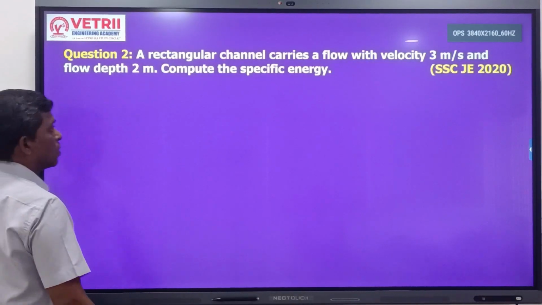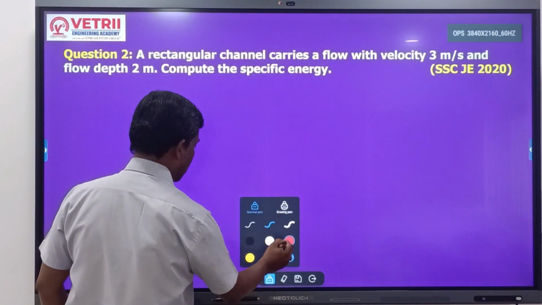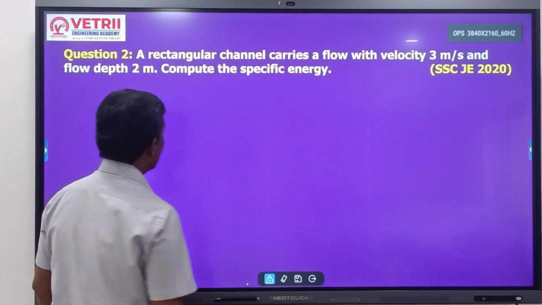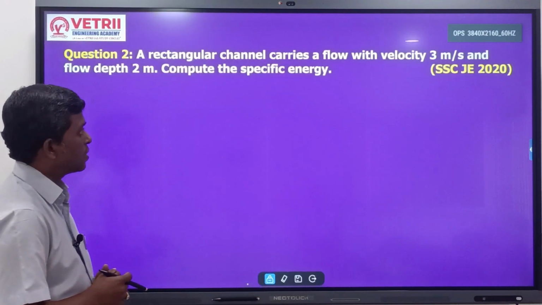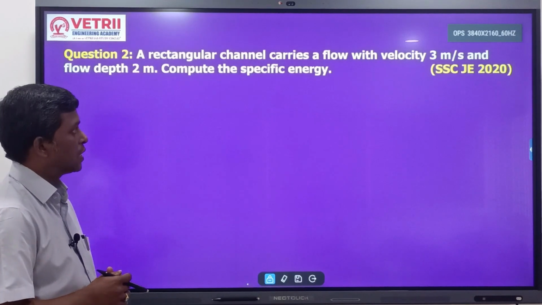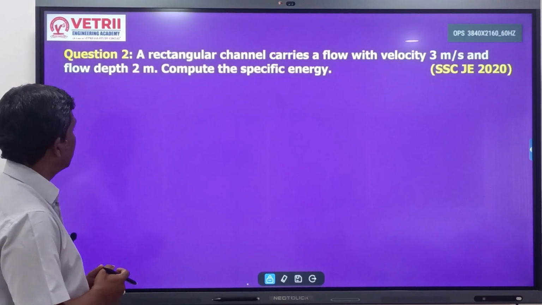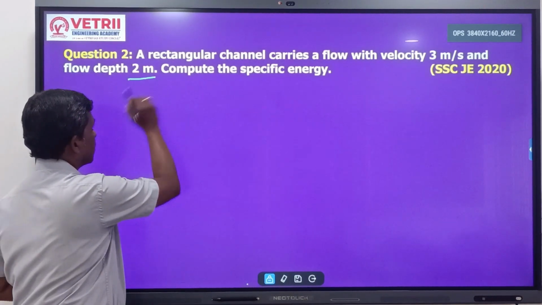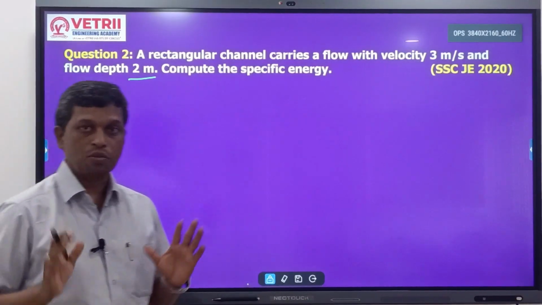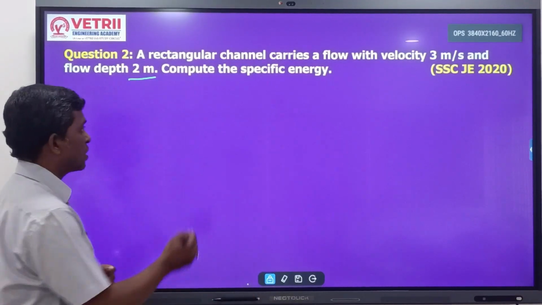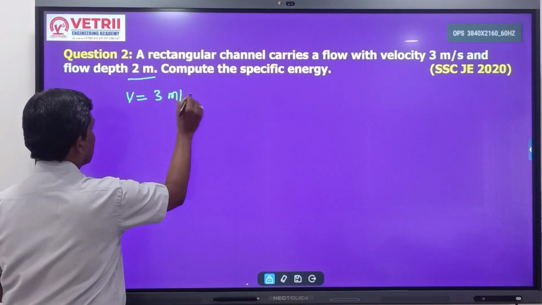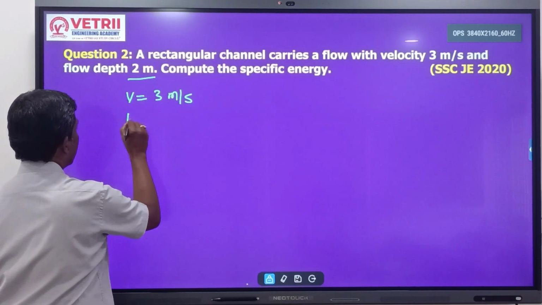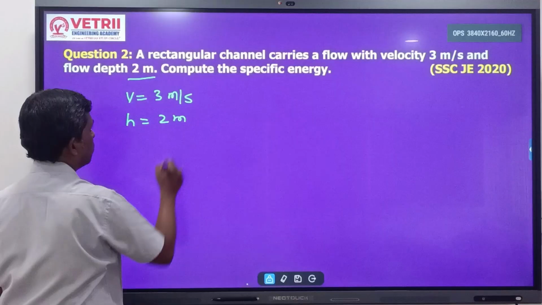This is JE 2020. So what is it that they are asking? A rectangular channel carries a flow with velocity 3 meters per second and flow depth is 2 meters. Compute the specific energy. They have given velocity V is equal to 3 meters per second, depth of flow H is equal to 2 meters.